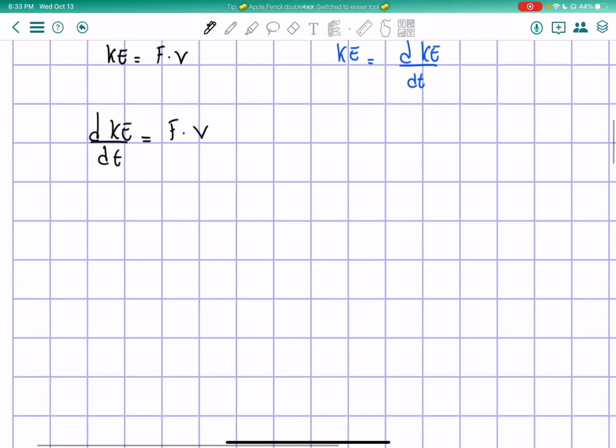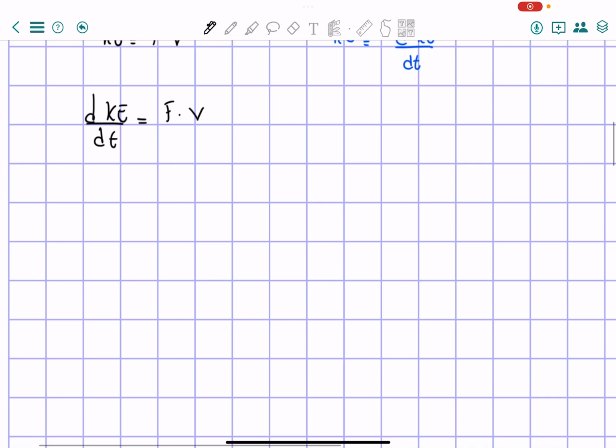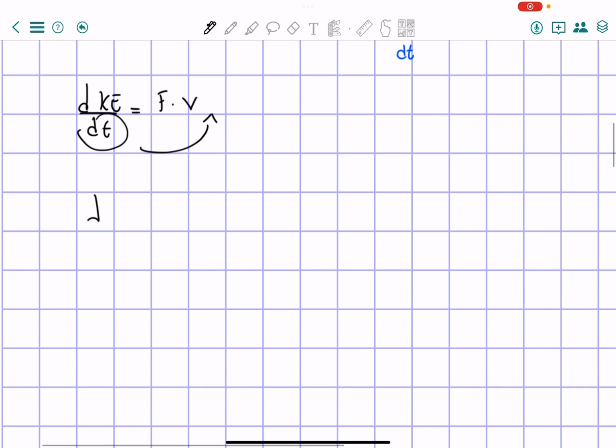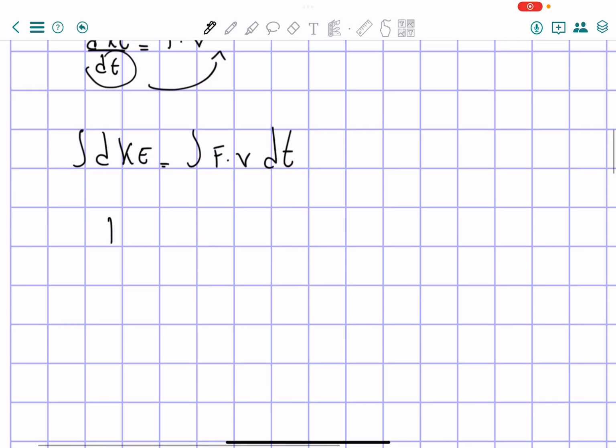So we can use the normal way, and we take this on the other side, this side right here. So we have the integral of dK equal to the integral of F times v dt. So we integrate it, and we get K on this side, of course, and then F v times t.